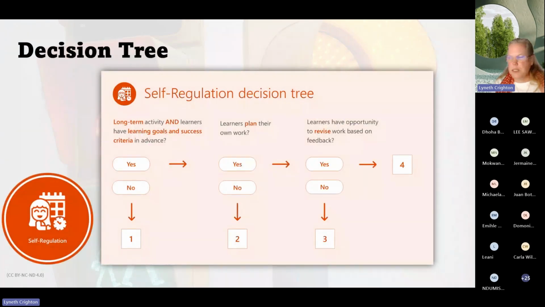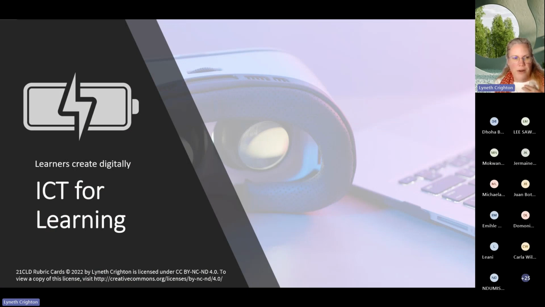So that's what the decision tree looks like. And I saw the question. I'm going to explain about the vouchers in the next few minutes. We're just going to do the last learning area.